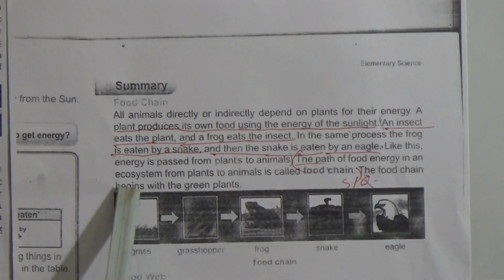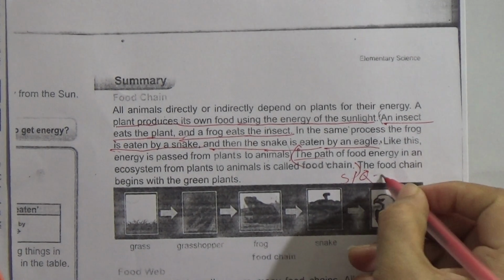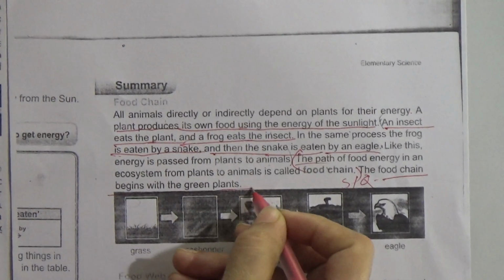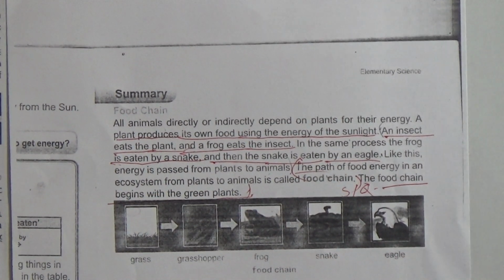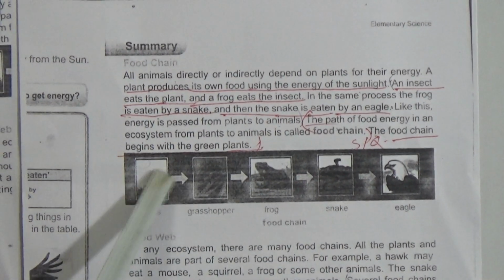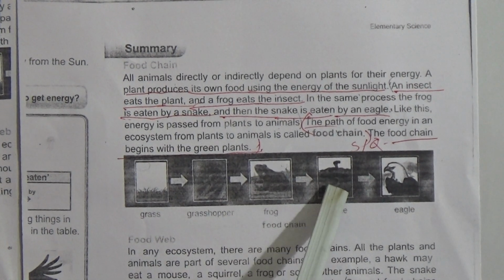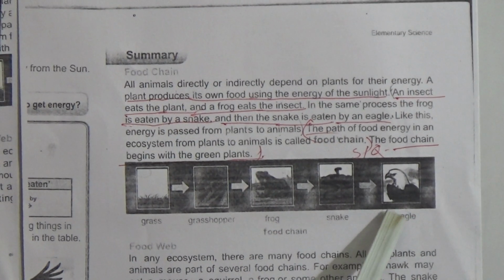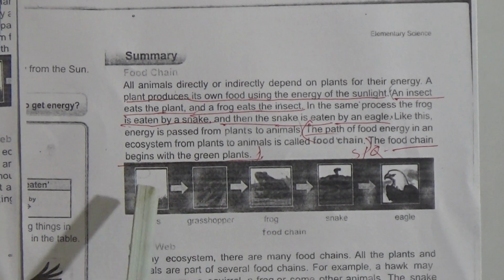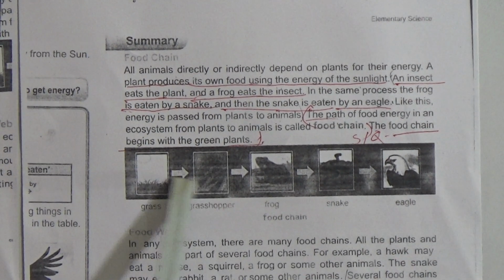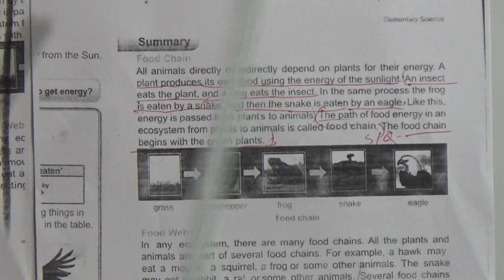The food chain begins with the green plants. My dear students, this is very important. Fill in the blanks. Okay, now see that figure. This is grasshopper, this is frog, this is snake and this is eagle. Okay, my dear students, now we'll see how energy will pass from plants to animals.